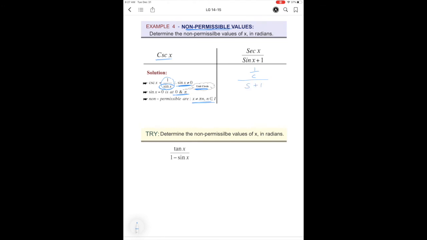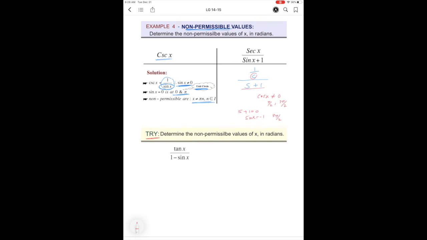So this one is 1 over cos and sine plus 1. Well, I have two denominators here I have to look at. This guy, so cos x cannot equal 0, and I know that's at pi over 2 and 3 pi over 2. In this bottom one, if I take that out and make it equal 0, I have sine x equals negative 1. And that is sine x of negative 1 is 3 pi over 2.